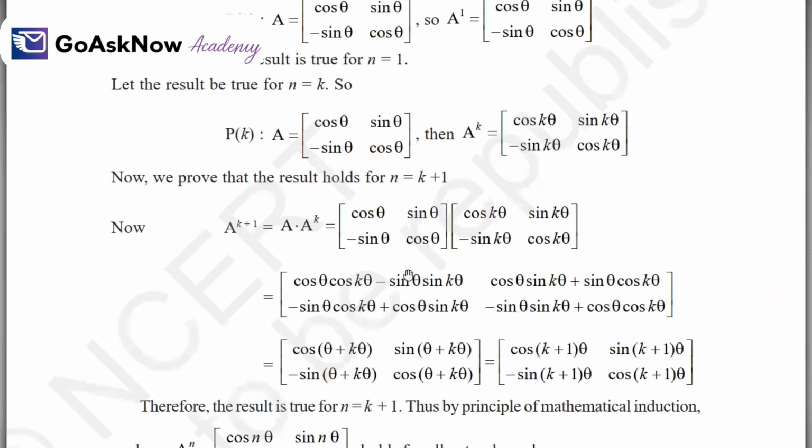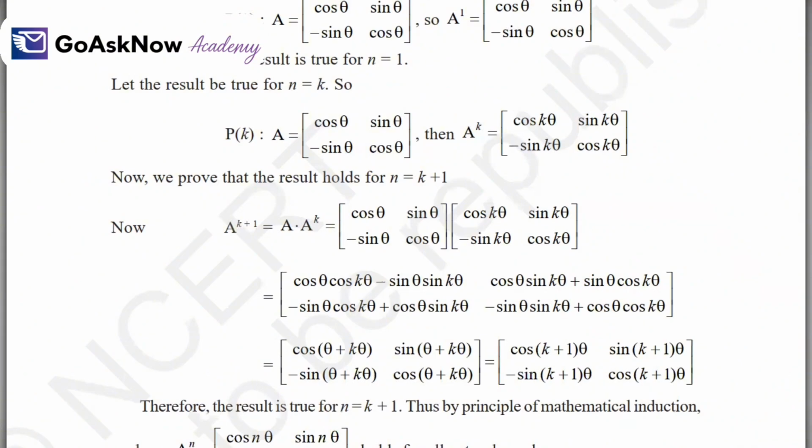Now we will prove that the result holds for n equal to k plus 1. If it is true for k, then it should be true for k plus 1, if it has to be true for all natural numbers. Okay. So A^(k+1) is equal to what?